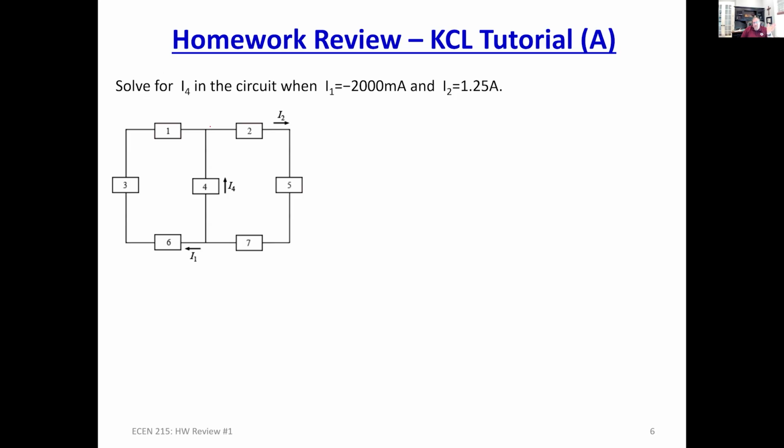For purposes of this particular problem, we were just being asked to solve for a particular current given other additional currents. We are given that I1, this one here, is minus 2 amps, and also make sure you pay attention to the units of measure. One is given in milliamps, one is given in amps. For the purposes of solving this, I'm going to use amps. So it's just minus 2 amps, and it's leaving this particular node right here. So we have a node.